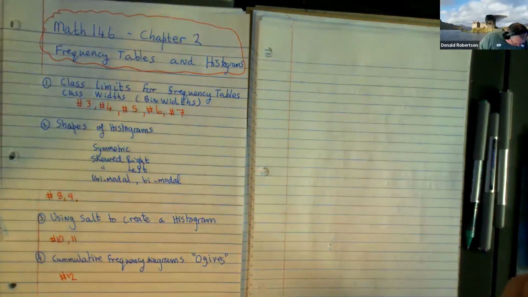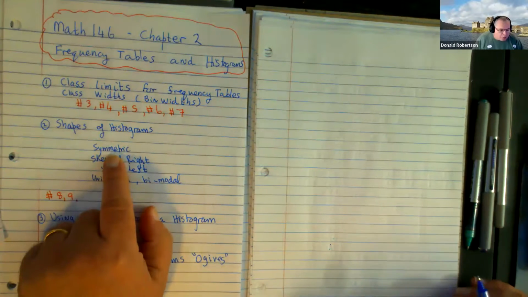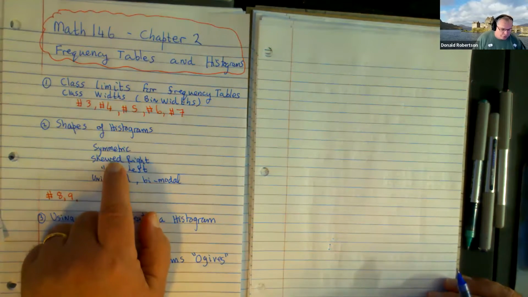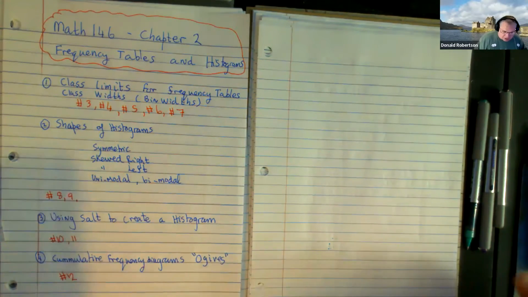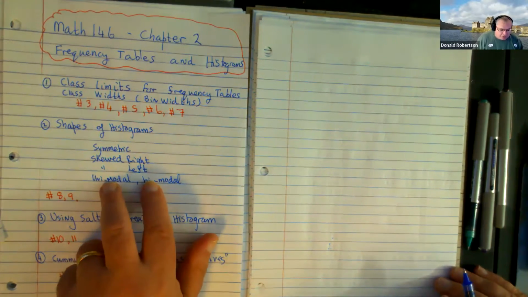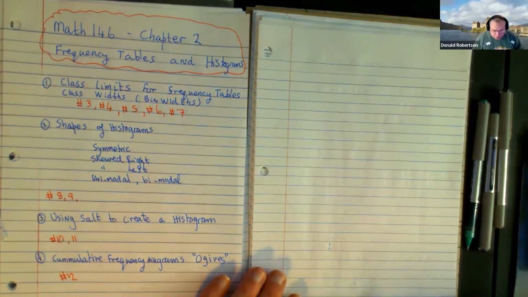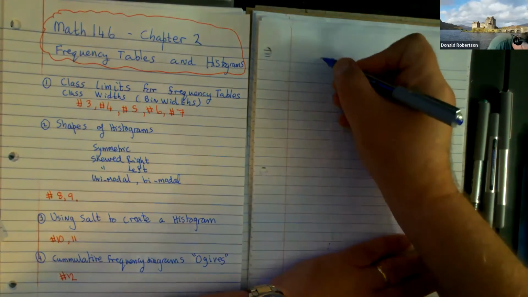Now I'm going to return back to the notes, and I'm going to add to yesterday's descriptions of what histograms can look like. Well, we know symmetric, skewed right, skewed left, and we've also talked about outliers. But here's another 2 terms, unimodal and bimodal.